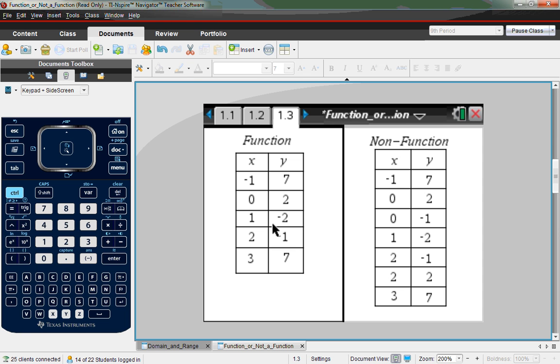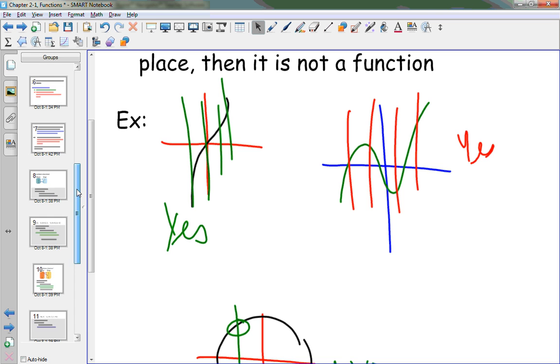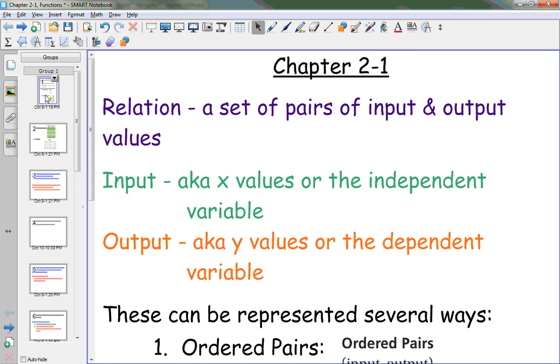Okay, well now let's go back to our lovely little notes, and we're going to go all the way to the top. And chapter 2-1 is where we're at. Notice we've been jumping and hopping about here. A relation is a set of pairs of input and output values. What's an input value? It's the x value. What's an output value? It's the y value. We understand that? It's very simple.